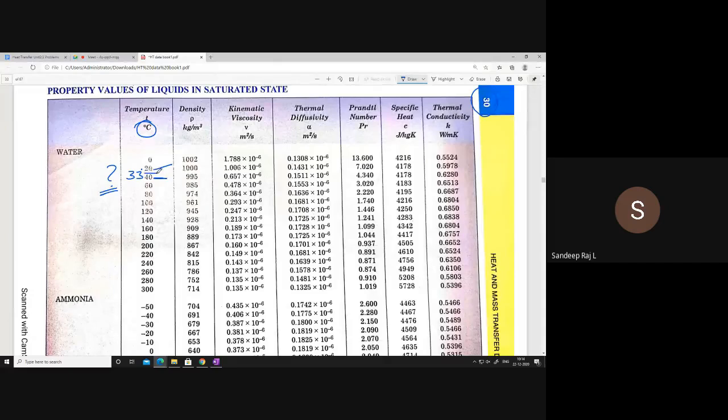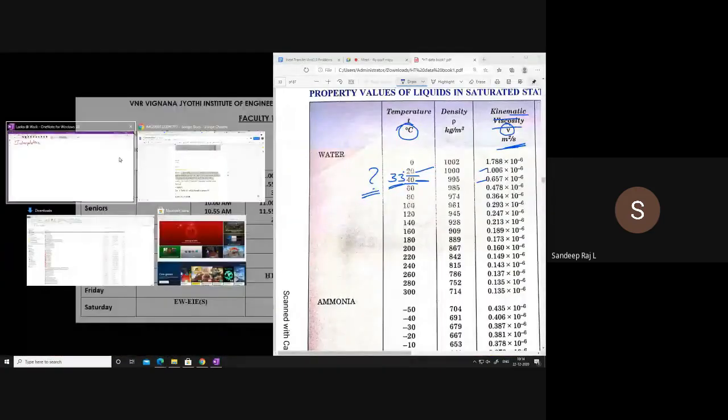What I want here is to take the values of 20 and 40, because 33 is in between 20 and 40. And what I need is the kinematic viscosity value, so these two values I can take. Here it is kinematic viscosity, in meter square per second. So let me take these values here.